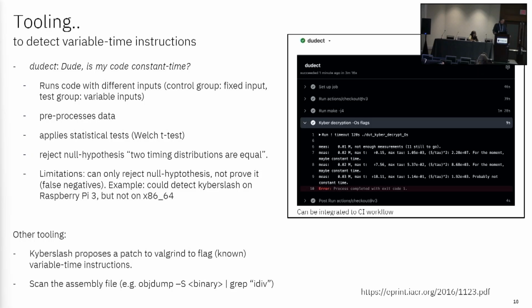Now the authors of Kyber also proposed a patch to Valgrind, where some known variable time instructions are flagged, but this would be limited to the flagged instructions. And of course, if you only have grep available, you can also use grep to do that, which was actually the first thing some people did when they wanted to test their implementations. Also, this Kyber reference implementation found its way into many downstream implementations that needed to be fixed.